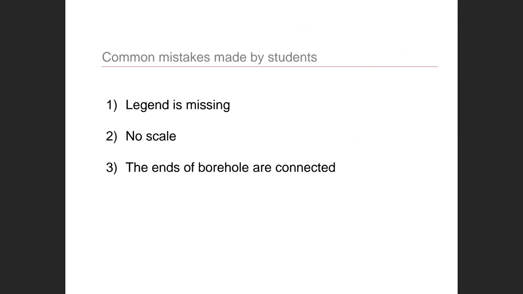Okay, we have a few minutes and I'll just go through common mistakes and then we'll finish. So common mistakes made by students, from my experience: they use some symbols or colors and they don't provide a legend. So that will be a mistake. They also don't provide a scale, distance scale or elevation scale. That's a mistake. Also provide units. Usually I assume everything is going to be in meters, but you will need to write that. You write distance, meters, elevation, meters. Another mistake: the ends of boreholes are connected.